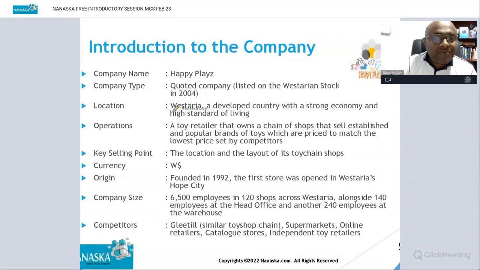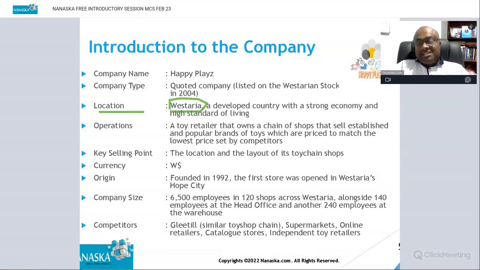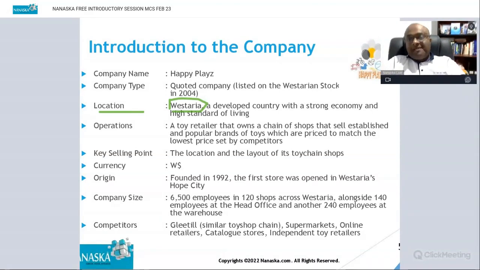Whatever location is Vestaria. In this country called Vestaria, we have been there for 18 years approximately. 2004 to 2022 is 18 years. I think you should show that to the examiner on the exam day, that we are an 18-year-old public listed company. Of course, we have been running the business for a longer period than that.